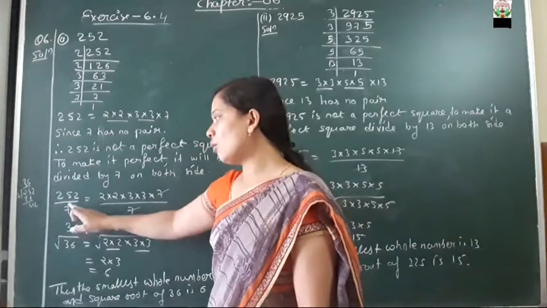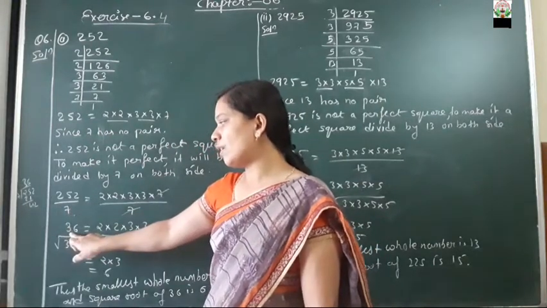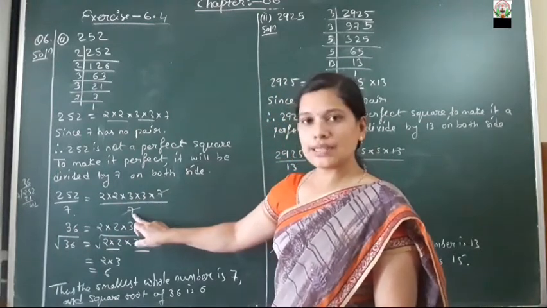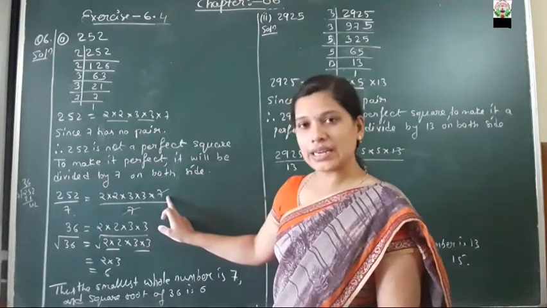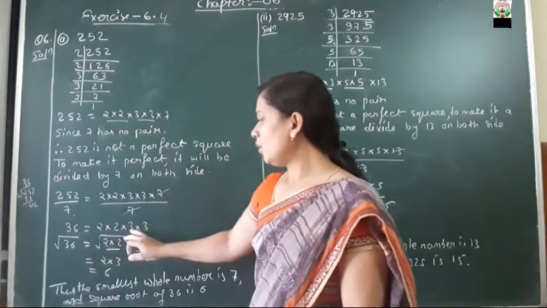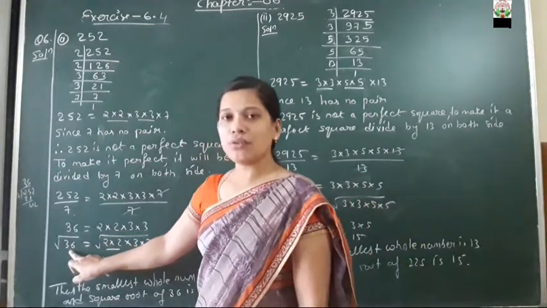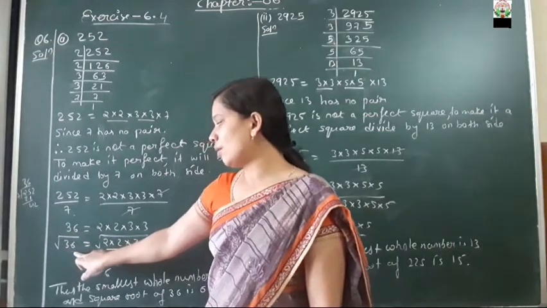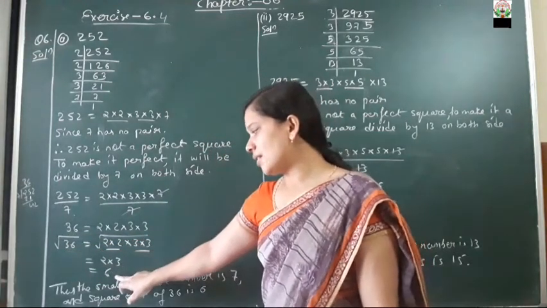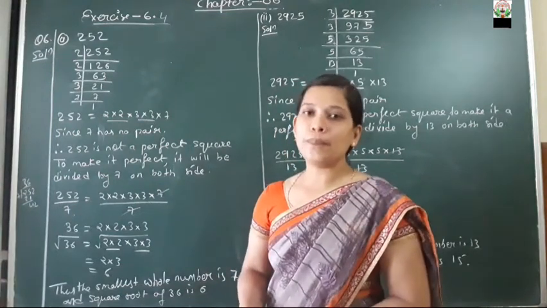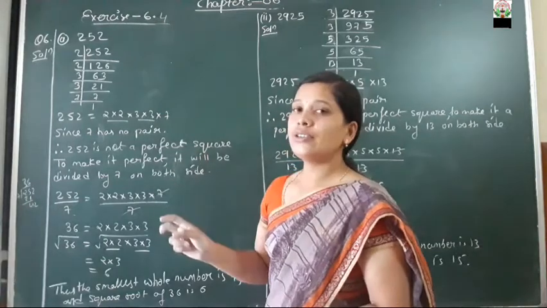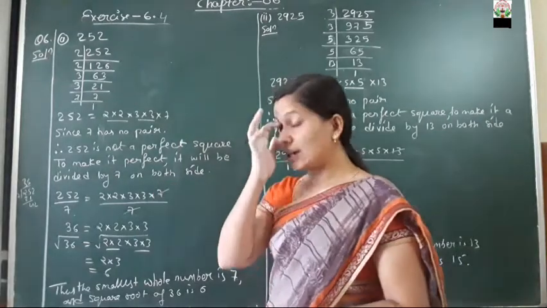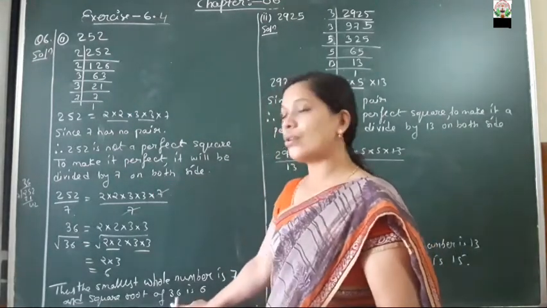So while dividing, 252 will be divided by 7, we will get the answer as 36. When 2 into 2 into 3 into 3 into 7 is divided by 7, the 7 in the numerator and denominator will get cancelled. What is the number left? 2 into 2 into 3 into 3. Now we have to find the square root of this perfect square. Now 36 becomes a perfect square. We are going to find the square root of this 36. So the square root of 36 is 6. Hence the smallest whole number by which 252 is divided to make it a perfect square is 7, and the perfect square obtained is 36. The square root of 36 is 6.